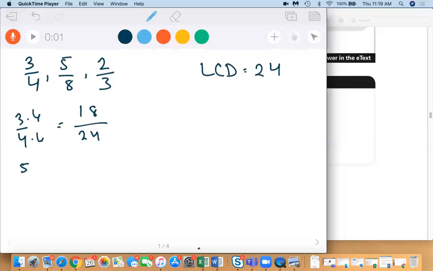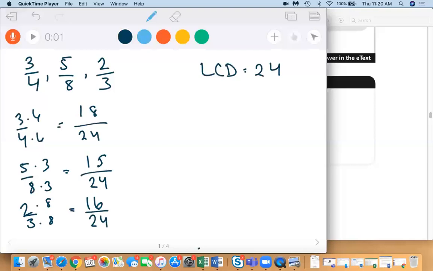Then we have 5/8. We need to multiply top and bottom by 3 to get the denominator to be 24. So it's going to give us 15 over 24. And then the last one is 2/3, and we need to multiply top and bottom by 8 to get that denominator to be 24. So that gives us 16 over 24. So let's put those in order. We have 15 over 24, we have 16 over 24, and we have 18 over 24.